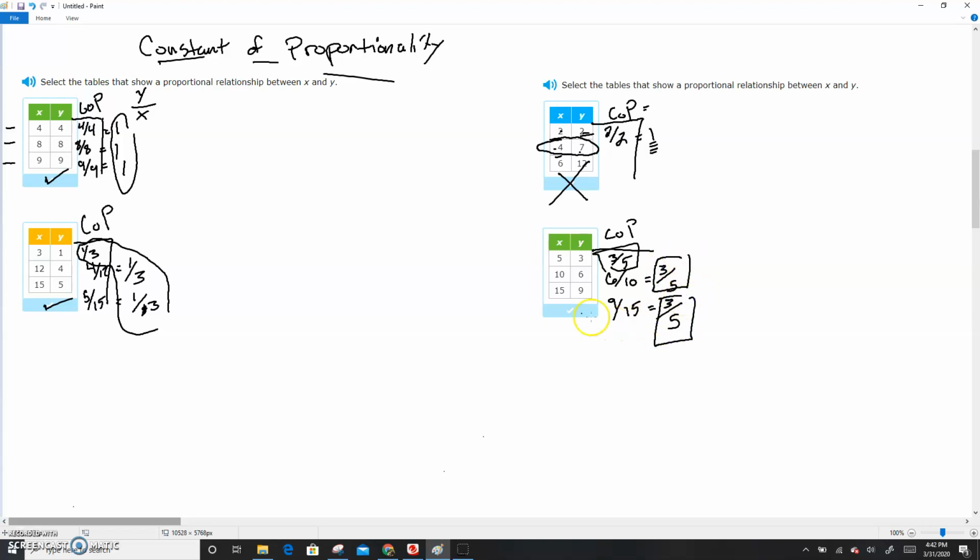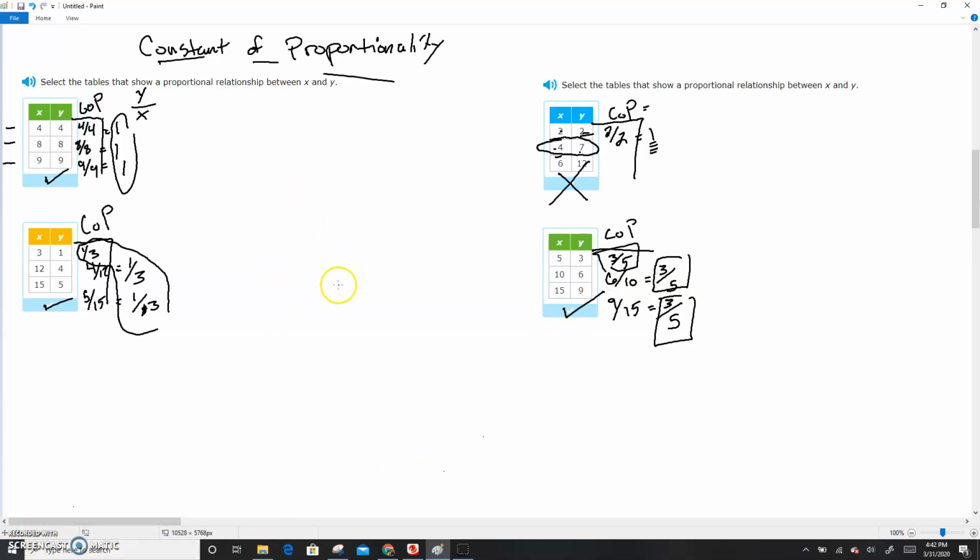3/5. You multiply 5 times 3/5 to get 3. You multiply 10 times 3/5 to get 6. You multiply 15 times 3/5 to get 9. So this is a proportional relationship.